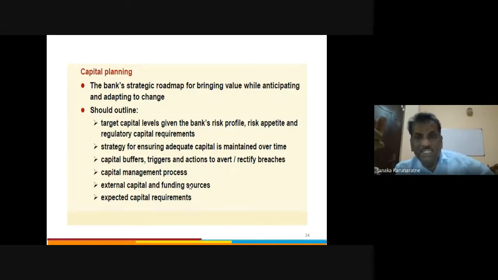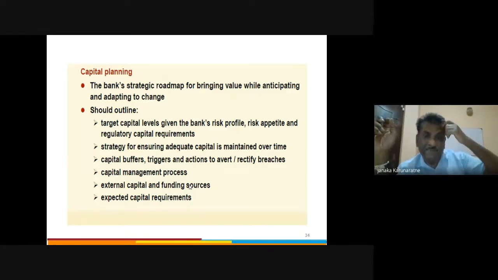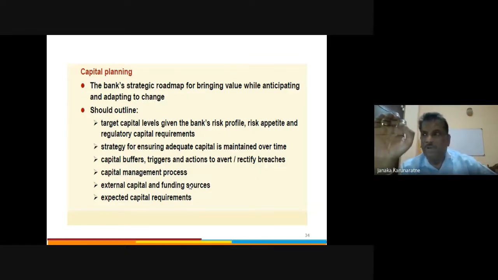So you can still maintain adequate capital. You should outline target capital levels given the bank's risk profile, risk appetite, and regulatory capital requirement. You decide, okay, this is my capital level, I need to move on with it. It is costly, but can't help. A strategy for ensuring adequate capital is maintained over time. So you must have a strategy. Even if there are risks, you can absorb them and maintain a particular level. You don't want it to come below that level.